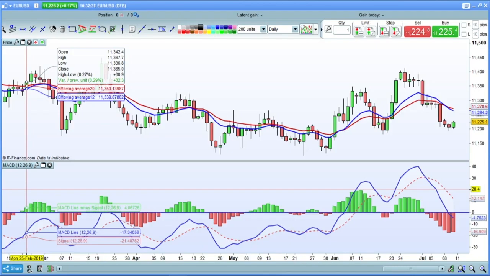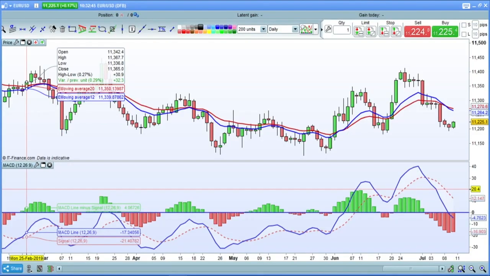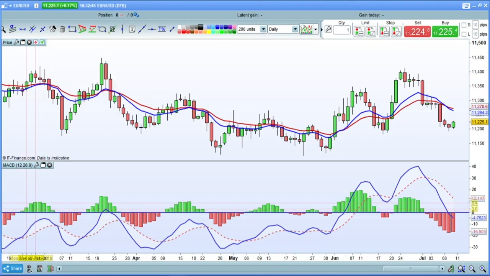Okay, let's talk about the histograms and how they work with the blue solid line and the dotted red line. Well, the histograms play a big role in my trading. If you look at the histograms here, all they're doing is just measuring. Let's go to the right here. All they're doing is giving you a value of the difference between the MACD line and the signal line.